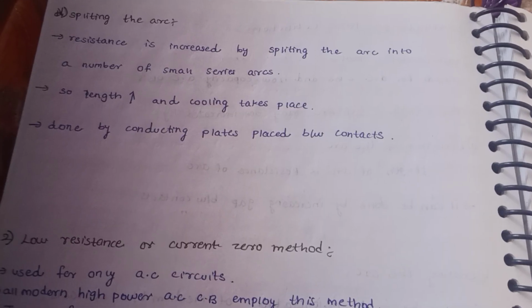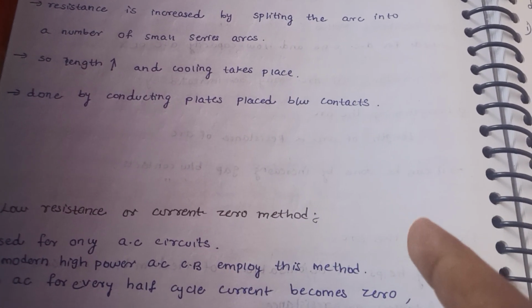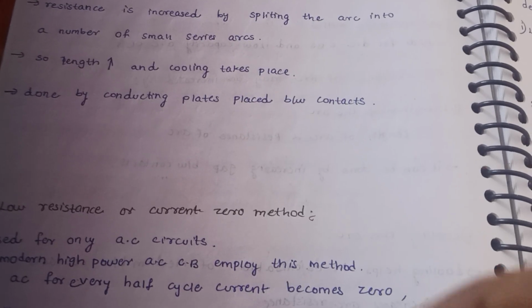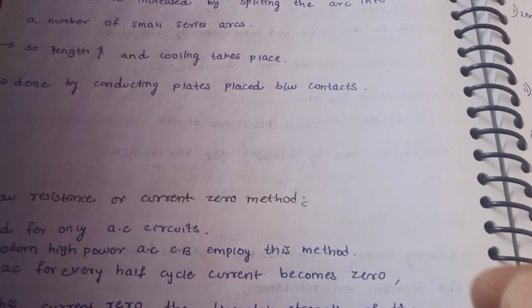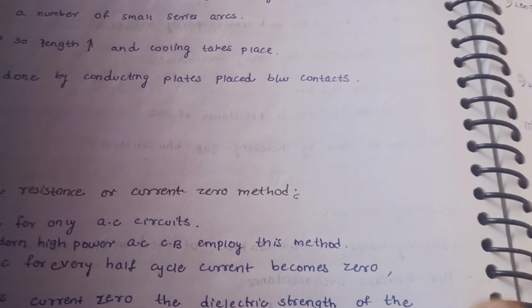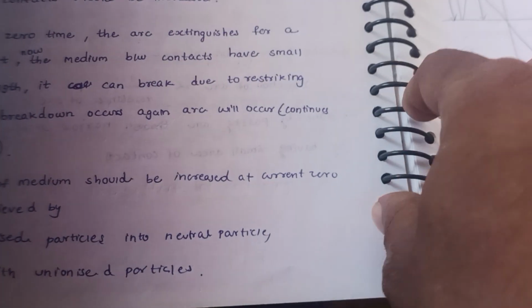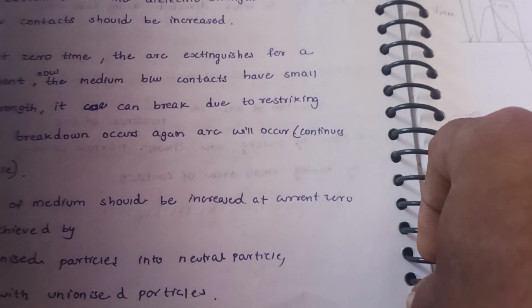Next, splitting of the arc increases the resistance. By splitting, a number of small series arcs will be produced, so the resistance increases and the arc will be quenched. The low resistance or current zero method is also used for arc quenching.